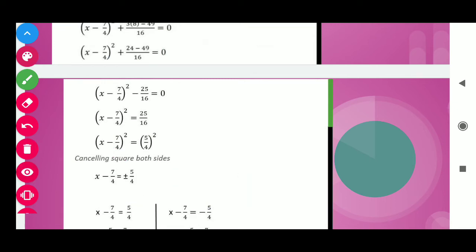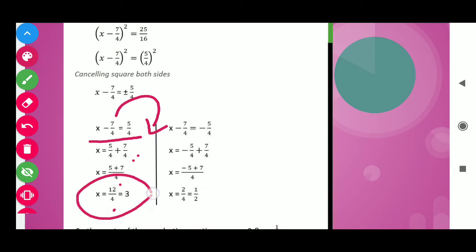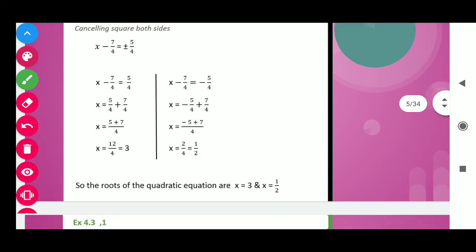So students, in this way, by calculating this one, x minus 7 over 4 is equals to 5 by 4. 7 by 4 taken to the right hand side comes positive, and by taking the LCM we get 12 over 4 and x is equals to 3. Similarly, we get in this minus 7 over 4 to the right hand side, we get plus 7 over 4. Now taking the LCM and on calculating this, we get x is equals to 1 over 2. In this way, here you can see that our roots are x is equals to 3 and x is equals to 1 over 2. सो स्टूडेंट्स, आप देख सकते हैं वर्किंग रूल का यूज़ करते हुए हमने कैसे क्वेश्चन को सिंप्लीफाई किया है.